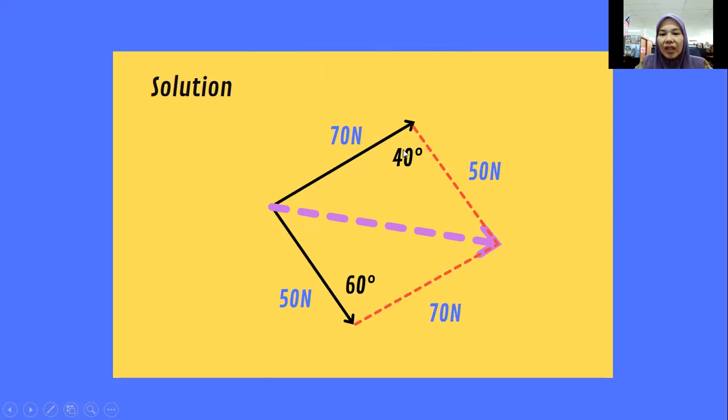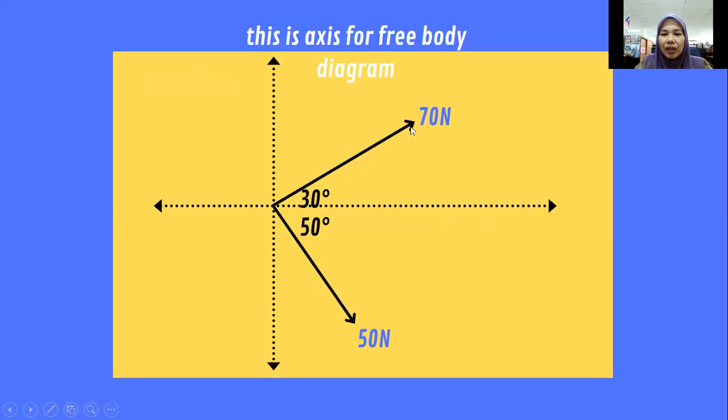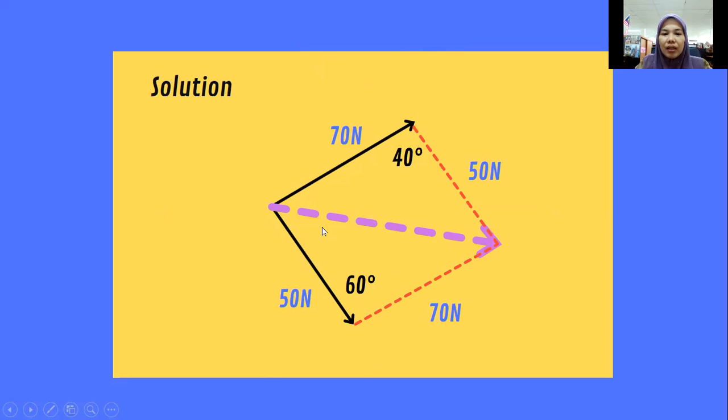So 60, 40, 60. How do you get the value? Same like this. If we have this value here, 50, and this is 30 and 40. It's not a right angle, because the angle from force number 1 to force number 2 is 80 degrees. So 40 and 60, here we get 50. You have to use the same scale, 70, 70, 50, 50, and you will find your resultant force.